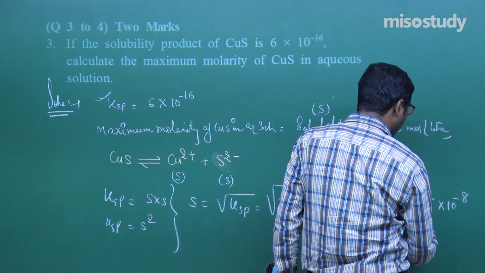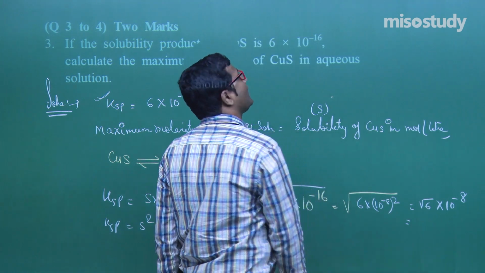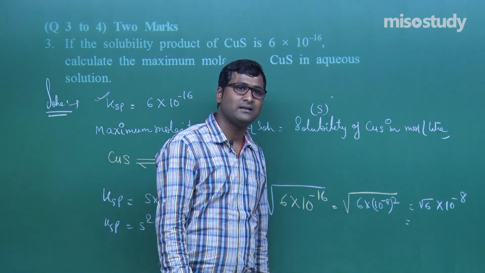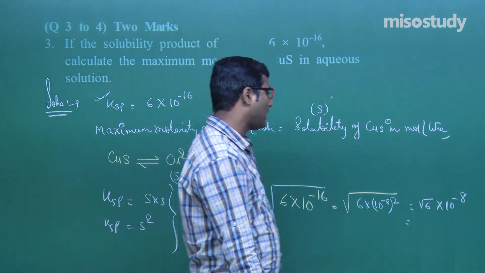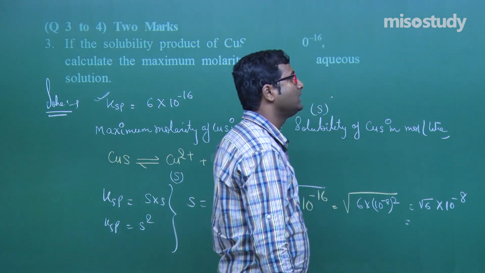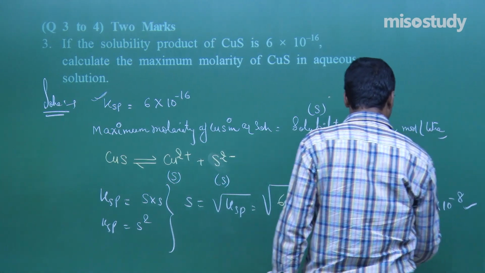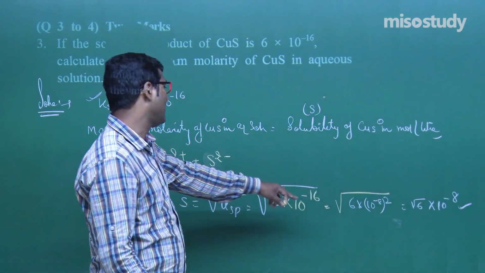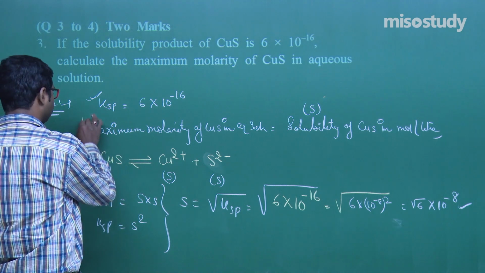What is the value of root 6? What is the value of root 9? That is 3. What is the value of root 4? That is 2. 6 comes between 4 and 9, so the value will be around 2.5 something, and this is the molarity, that is the maximum molarity of CuS. That is the link, this is the relation.